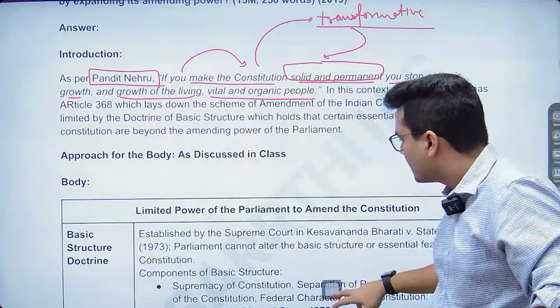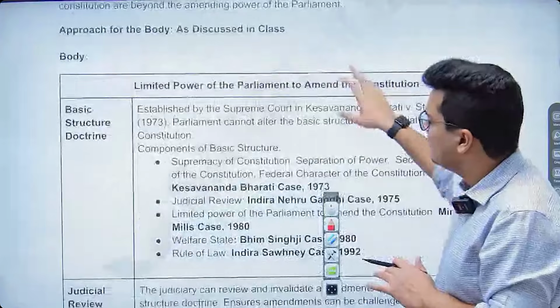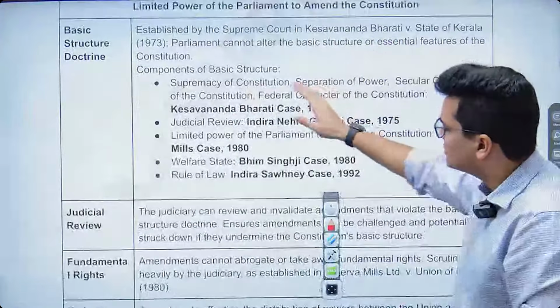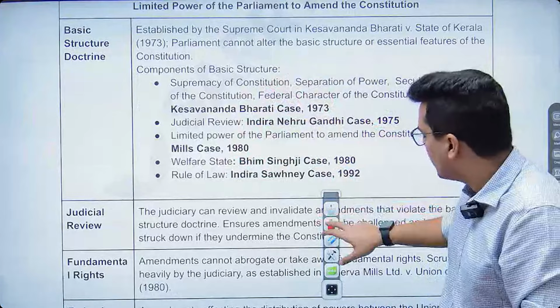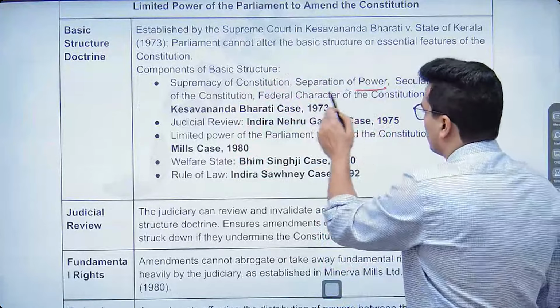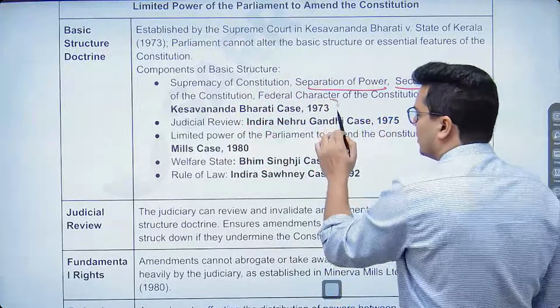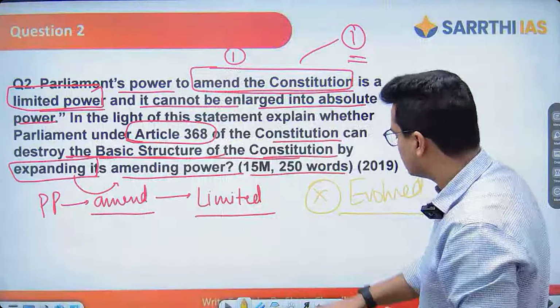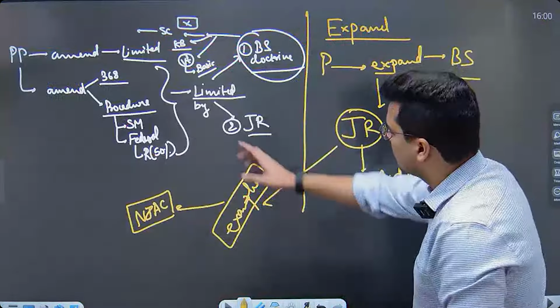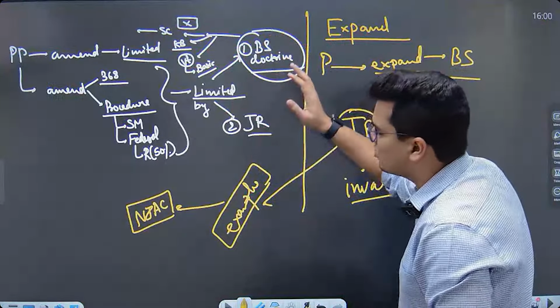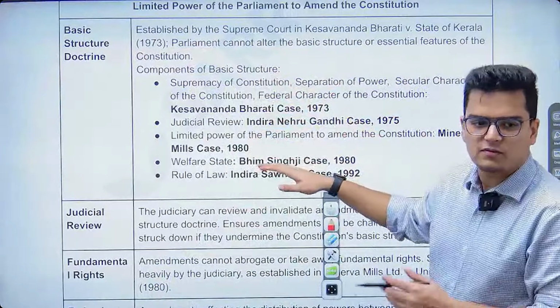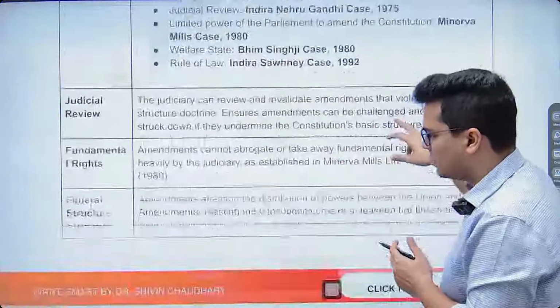Now again, I've told you about the limited power of parliament to amend. Procedure I assume you already know, that's why I've not written it here. But this you need to write, that supremacy of constitution, separation of power, secular character, these are all part of basic structure. This is the first part of the question, where we were showing it is limited by basic structure, and these are all part of basic structure. So these are certain examples of cases I'm sure you know about. Okay.